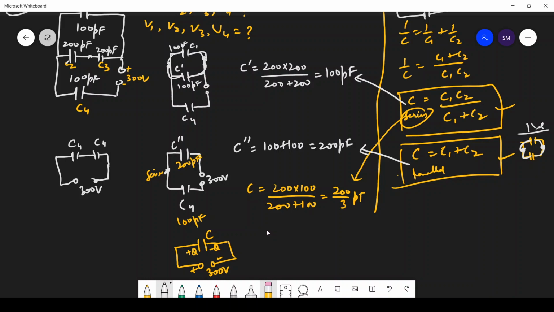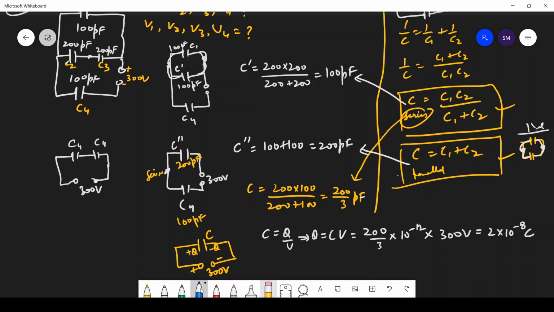So C is equal to Q by V, so Q will be equal to C into V. What is C? 200 upon 3 picofarad. What is pico? 10 raised to the power minus 12. So 200 upon 3 into 10 to the power minus 12, into what is the voltage? 300 volt. And this comes out to be 2 into 10 to the power minus 8 coulombs. So students, this is the charge.